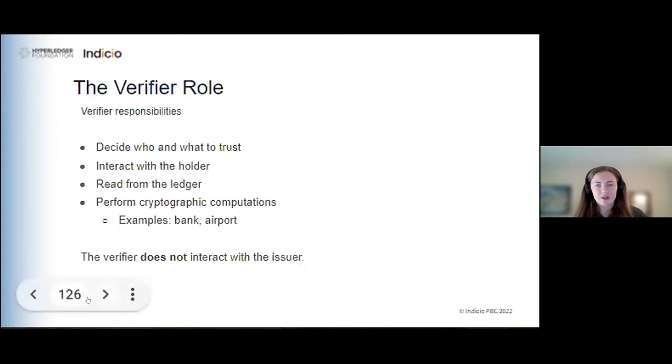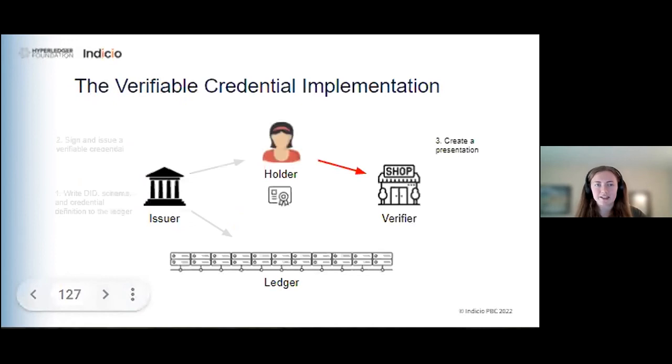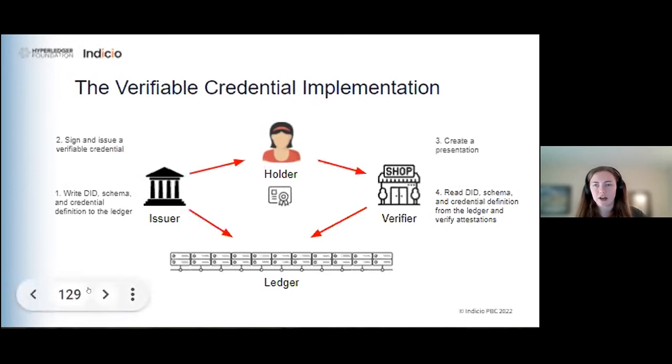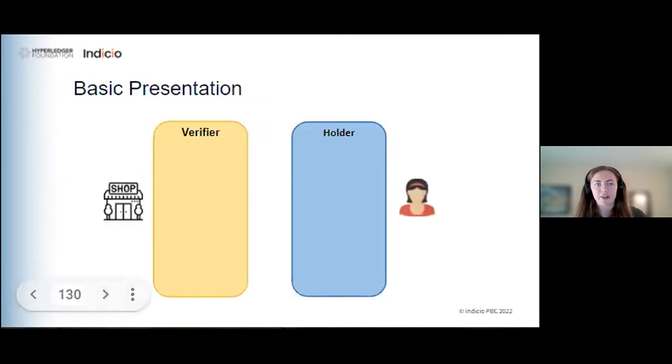And so we will return again to this diagram where we saw the steps for issuing a credential, but now we'll move to the verifier side. First, a presentation must be created. Either the verifier requests presentation or the holder offers presentation. We're going to focus today on the verifier requesting presentation. Then, upon receipt of the presentation, the verifier reads the DID, schema, and credential definition from the ledger and verifies the attestations.